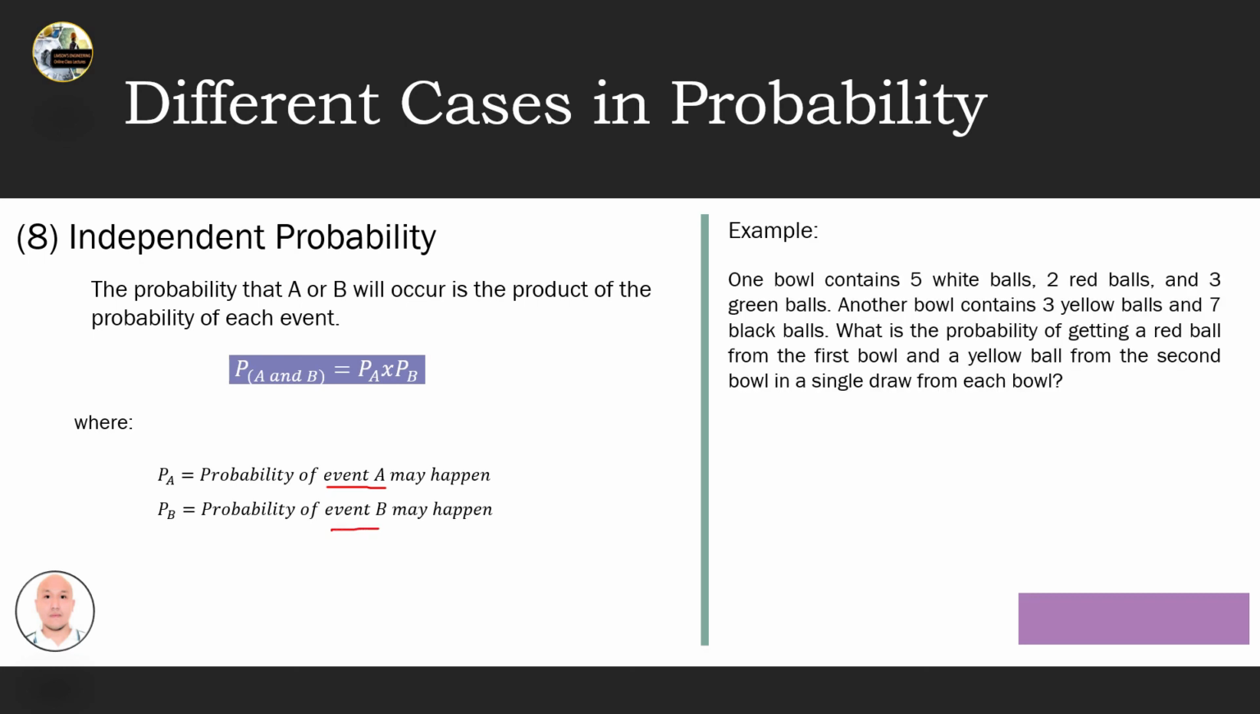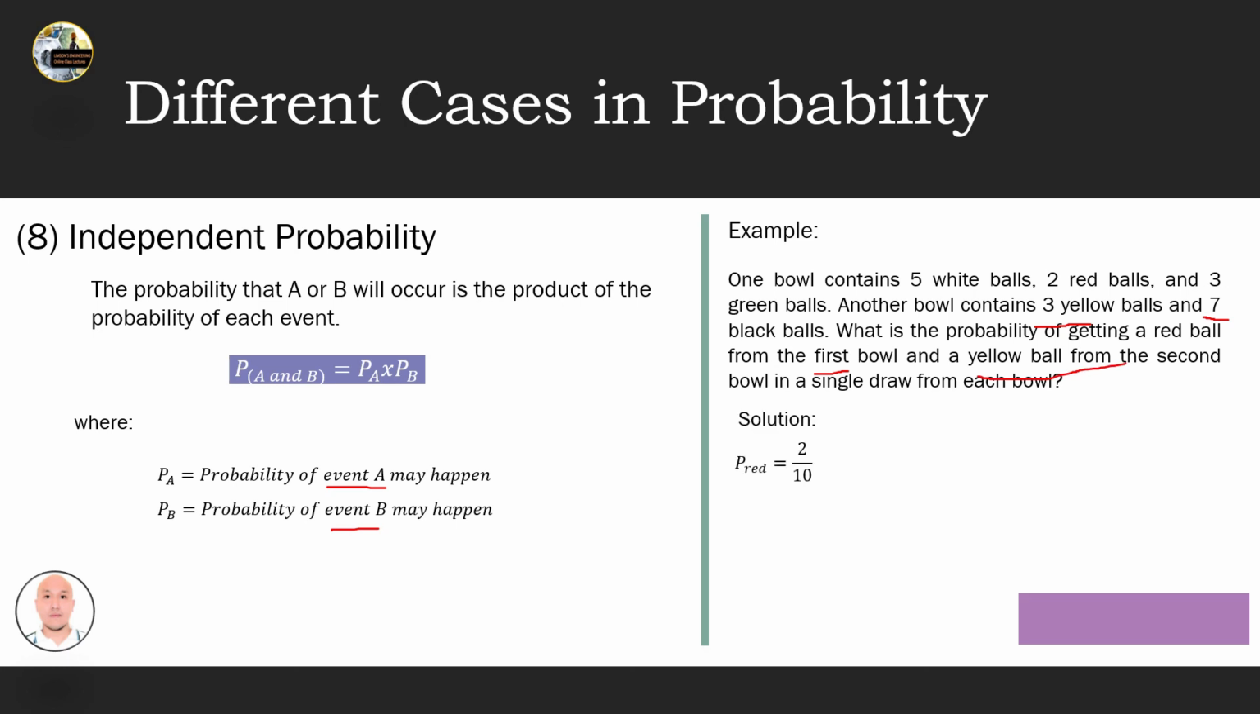So for example, one bowl contains 5 white balls, 2 red balls, and 3 green balls. Another bowl contains 3 yellow balls and 7 black balls. What is the probability of getting a red ball from the first bowl and a yellow ball from the second bowl in a single draw from each bowl?